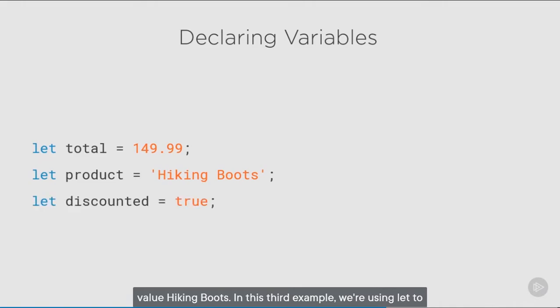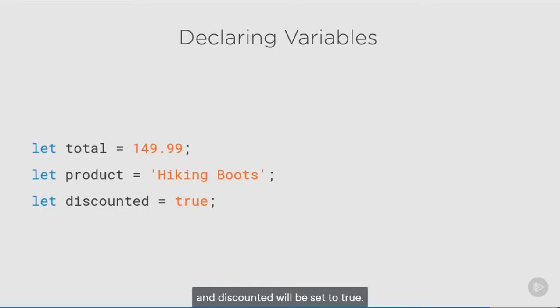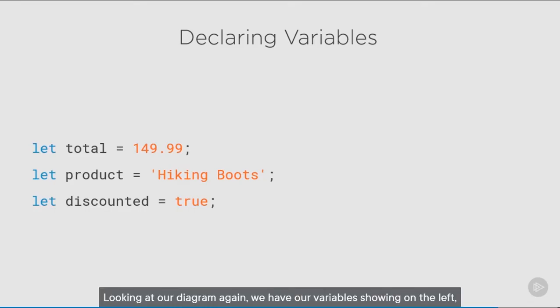So again, for this line, we're creating a new variable, product, and assigning it the value hiking boots. In this third example, we're using let to create a variable named discounted, and we're using the equal sign to assign the value true to discounted. Now you'll notice true is not in quotes. The values true and false are called Boolean values, and they're used so often that JavaScript knows about them. We don't need quotes around true or false. So we're creating these three variables. Total will be set to 149.99, product will be set to hiking boots, and discounted will be set to true.